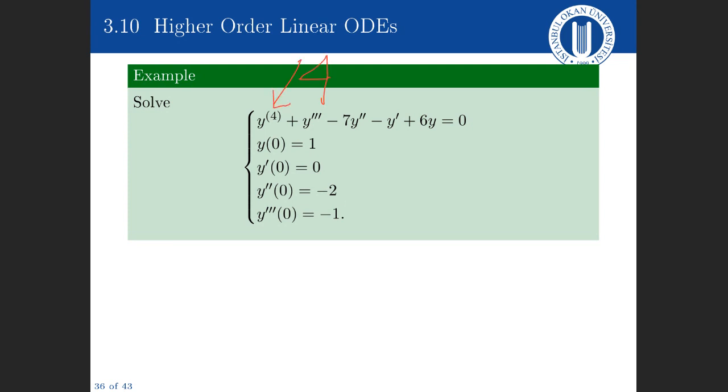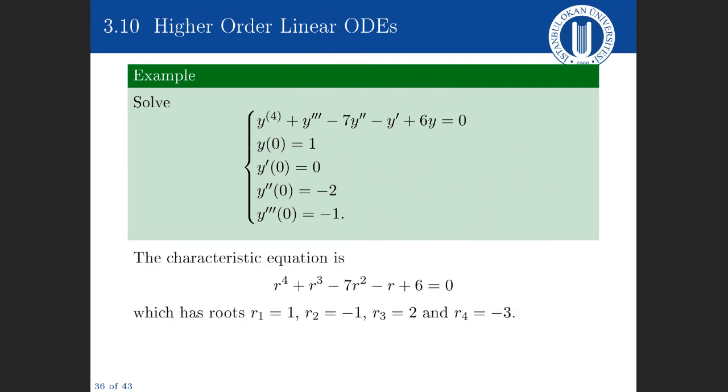We have a fourth order differential equation. When we have a fourth order differential equation, we need to have 4 initial conditions. The number of initial conditions we have is always the same as the order of the differential equation. How do we solve a problem like this?